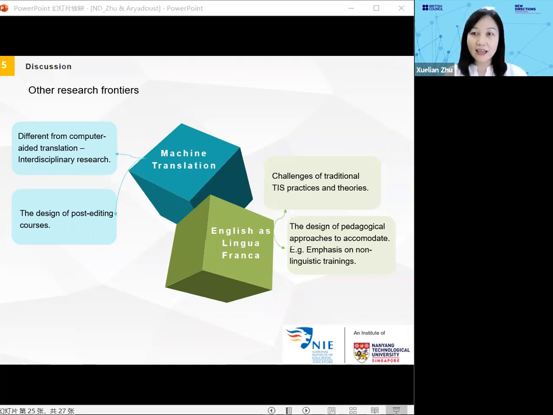But because of this challenge, TS scholars also began to think how to adopt this trend. Therefore, they began to design different pedagogy approaches to accommodate these new developments, like how to optimize the TS research methodologies or put emphasis on non-linguistic training for the students. But the focus would be shifted to something like social contextual factors in translation and interpreting. So challenges also bring about opportunities.